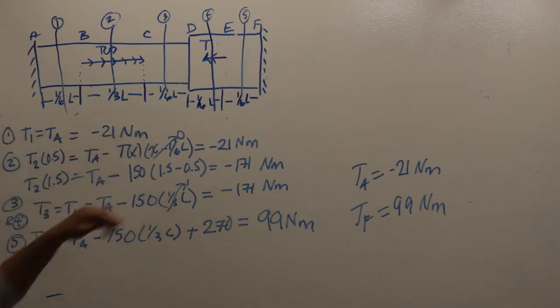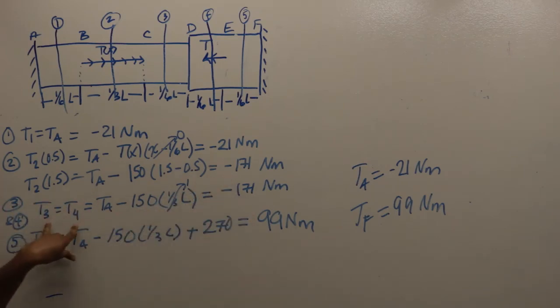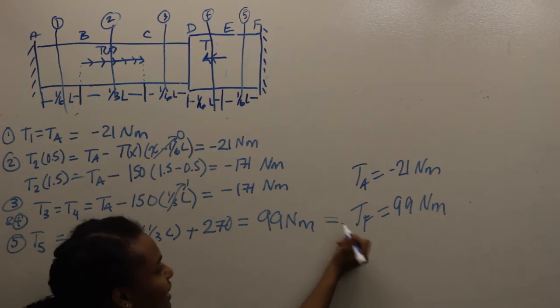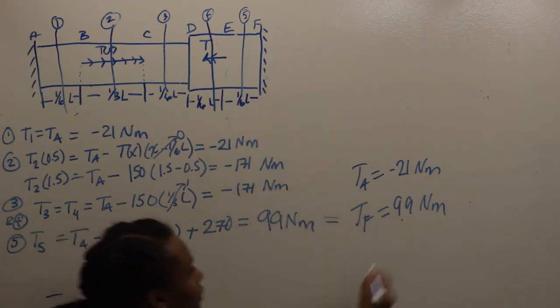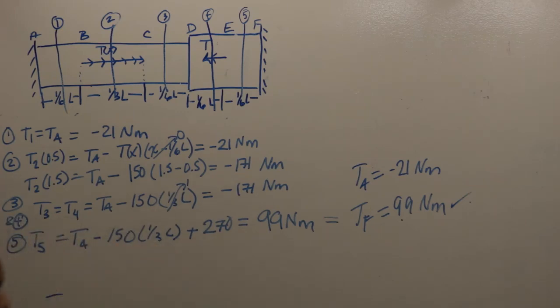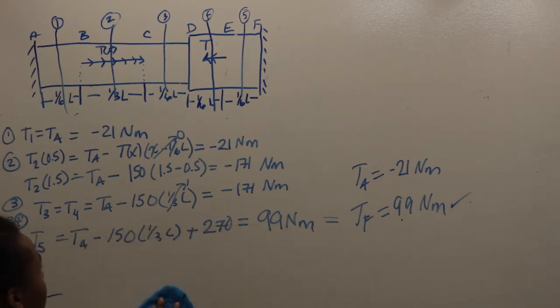So these are your reaction torques. T1 is negative 21, T2 is negative 21, T2 at 1.5 is negative 171, T3 and T4 are negative 171, and T5 is actually 99, which equals the reaction torque, which means that it is correct. For the next one, we are going to calculate the max shear stress.